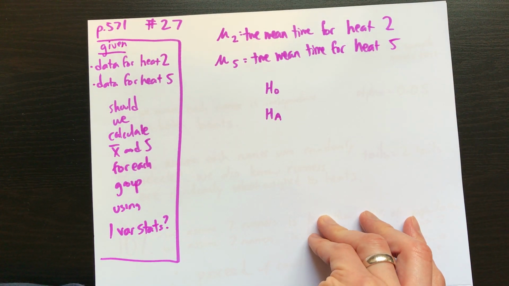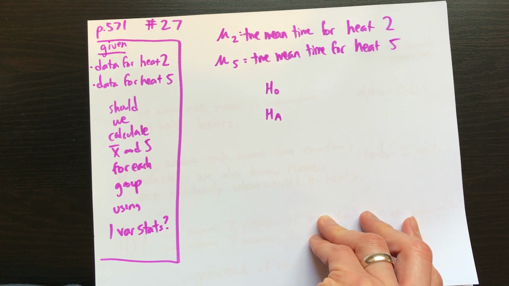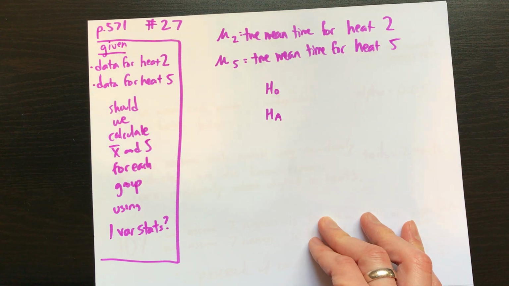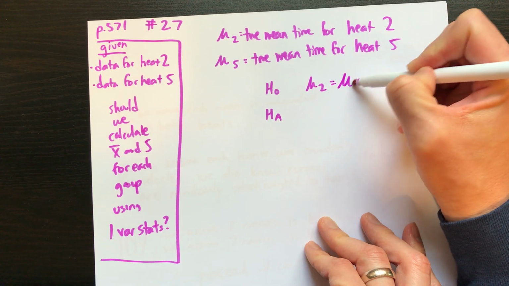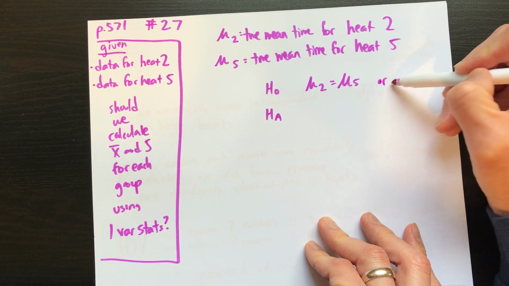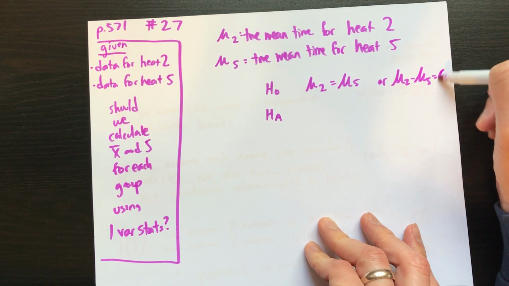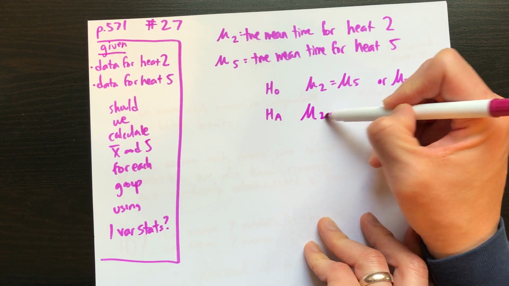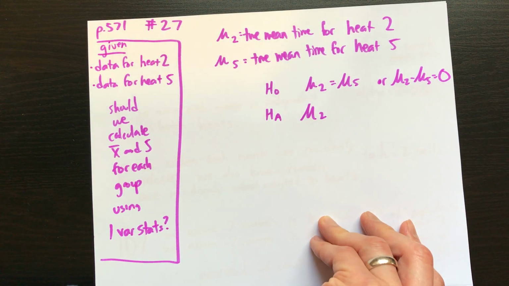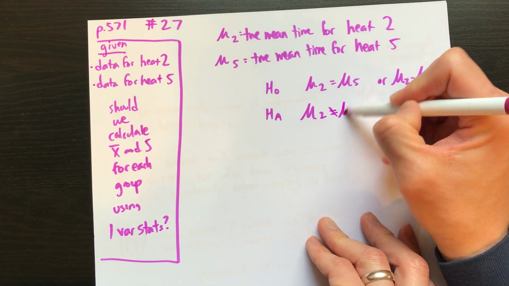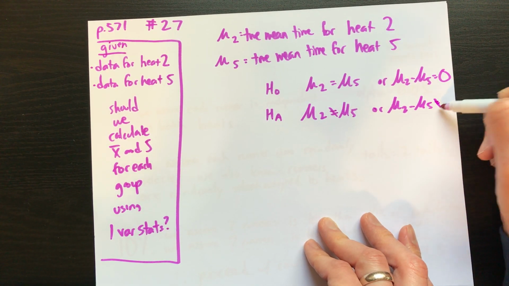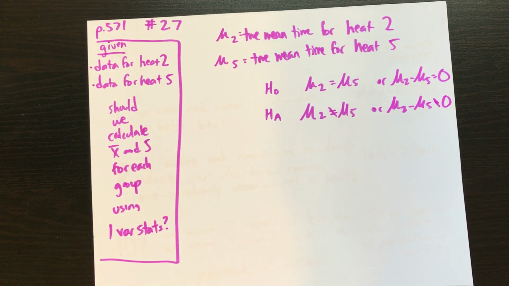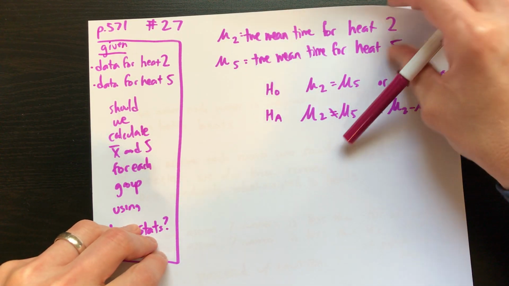So what are our null and alternative hypotheses? Go ahead and pause the video and see if you can figure that out. So we know that mu sub 2 is equal to mu sub 5, or we could say mu sub 2 minus mu sub 5 is equal to 0. The problem says it is different, so the alternative is mu sub 2 is not equal to mu sub 5, or mu sub 2 minus mu sub 5 is not equal to 0. So either one works. Okay, so let's jump in.